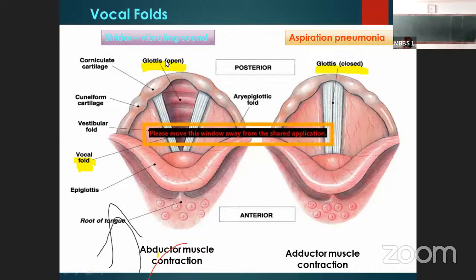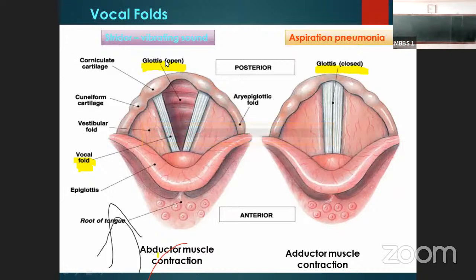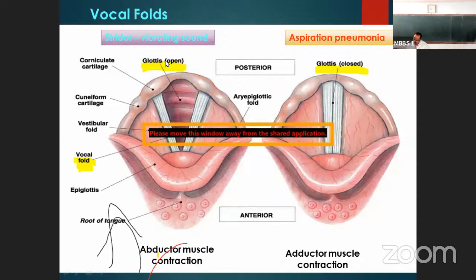Have you understood what this glottis is? What are actually vocal folds? These are the vocal folds. Now, what happens in some cases? Suppose there is a problem concerning the contraction of these abductor muscles. What will happen? Is there a proper opening of this glottis? No. During the inspiration, there will occur vibrations in these vocal folds. As a result, there is what is called a stridor. These are nothing but the vibrations.